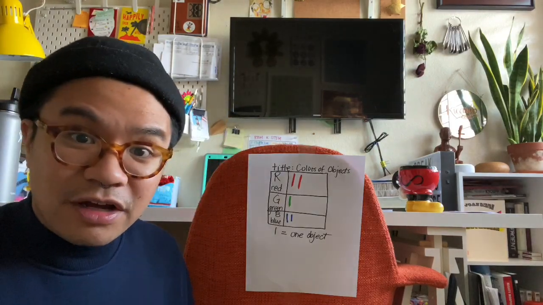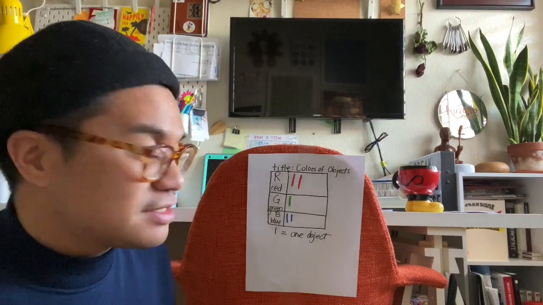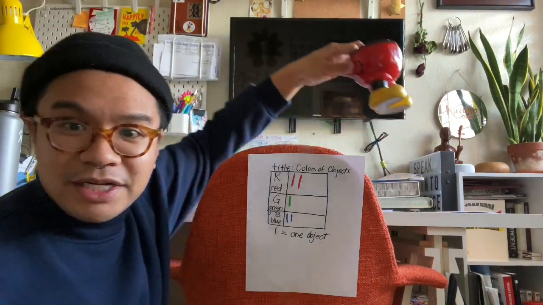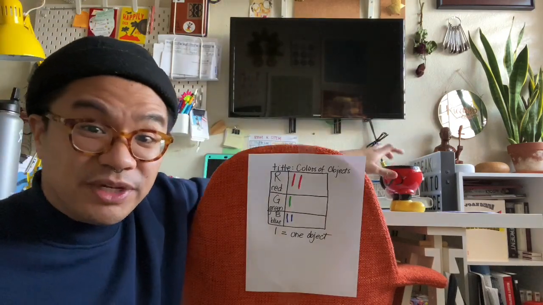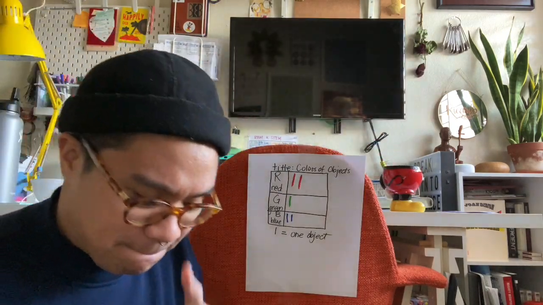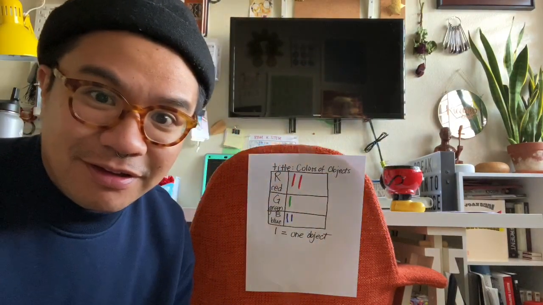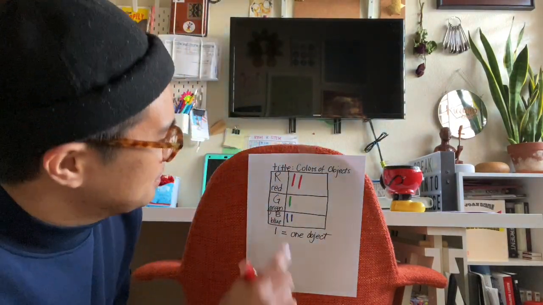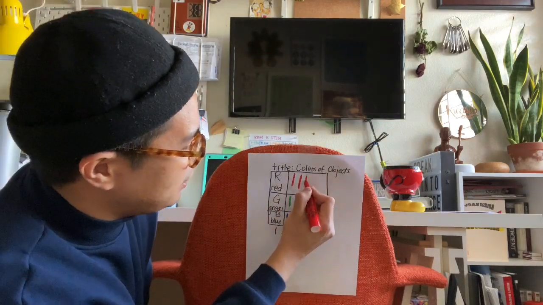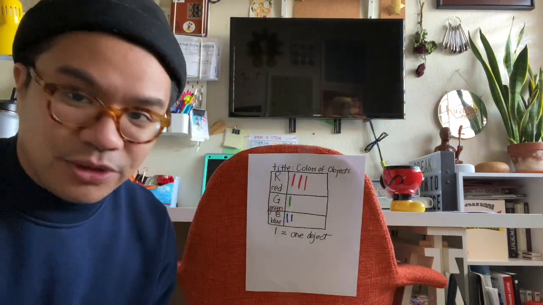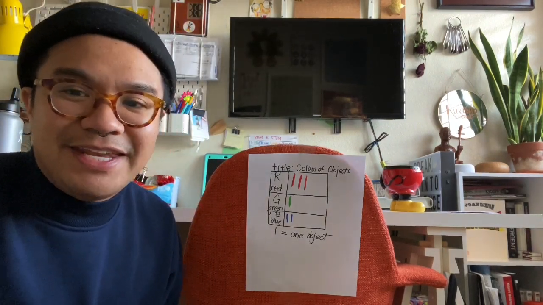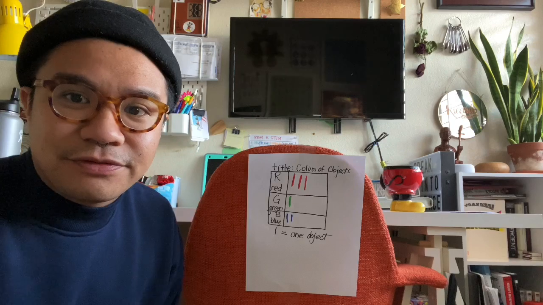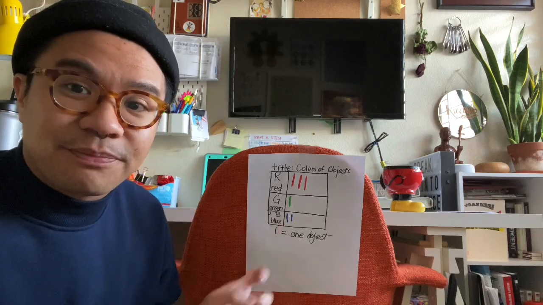Oh, I forgot. I have another red object. Remember my mug? It's also red. So am I gonna put a tally in the green category? Am I gonna put another tally in the blue category? Which category? The red category. So I'm gonna write another tally right here in the red category. So now I just recorded all of my objects. And now I have my finished graph.